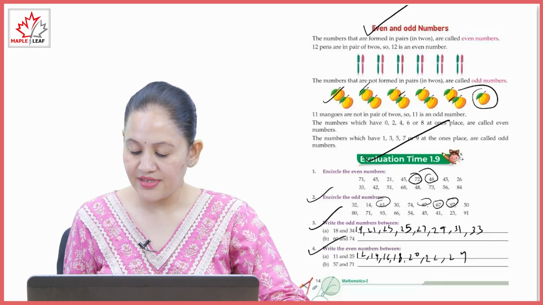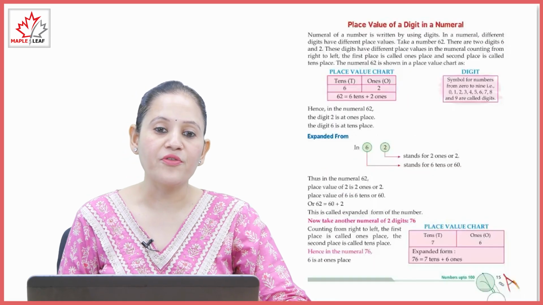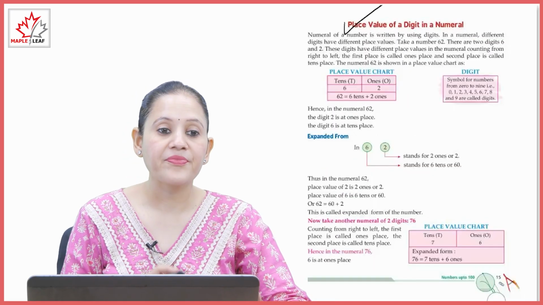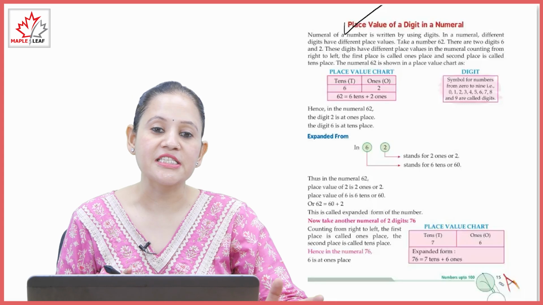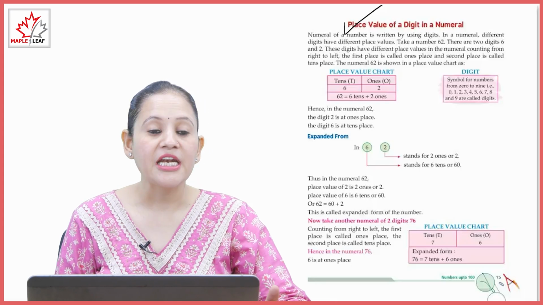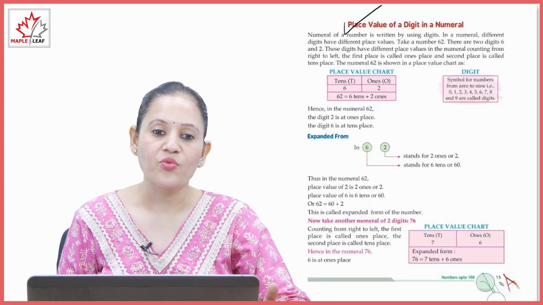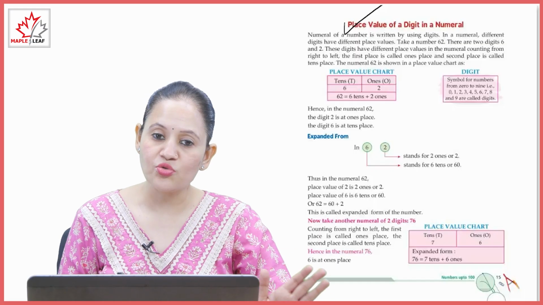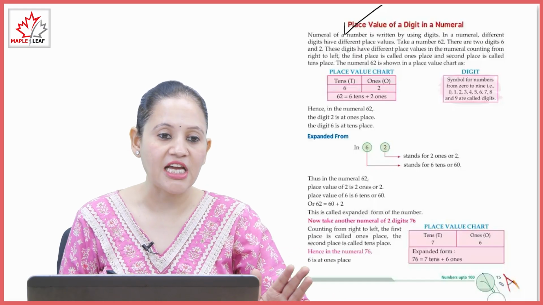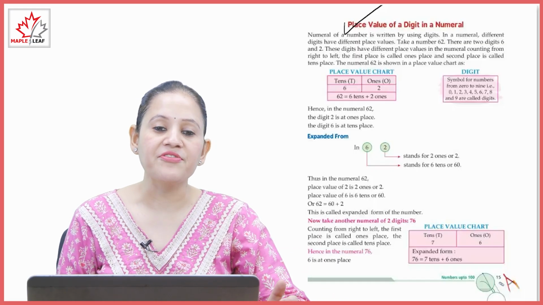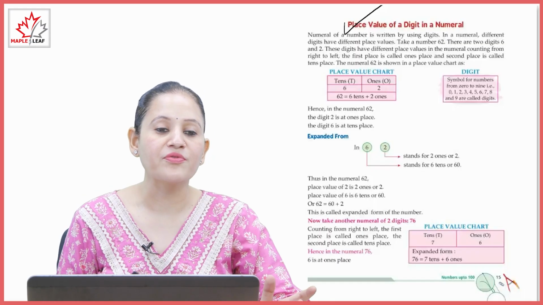Clear? Next, place value of the digit in the numerals. A numeral is written using digits. Different digits have different place values. Take number 62. It's a 2-digit number. There are 2 digits, 6 and 2. The digits have different places in the numeral, counting from right to left.